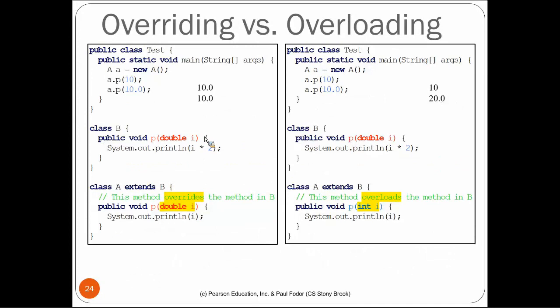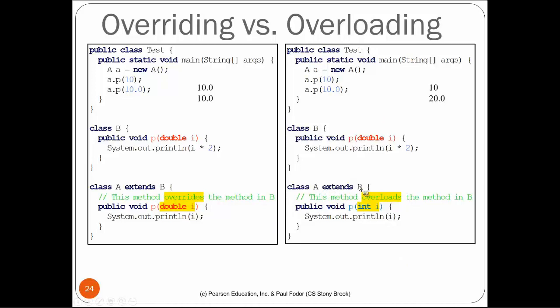So let's understand the difference between overriding and overloading. Overloading was a term that we learned earlier this semester, when we said that we can define multiple methods in the same class with different signatures. We can define p that takes a double and p that takes an integer. If we call p with an integer, it will call the method that takes an integer. If we call p with a double, it takes the method that takes a double and executes that method. This is overloading. Basically, it's what we learned before.